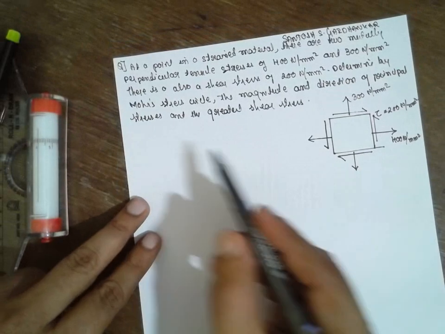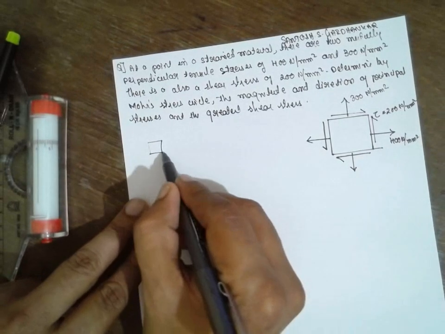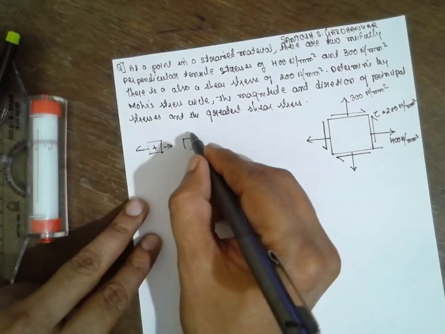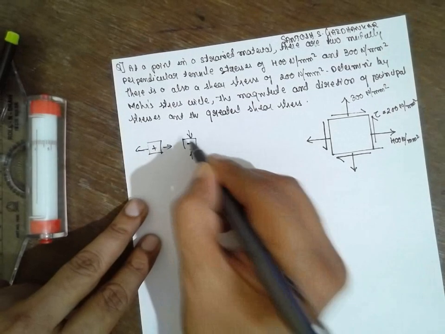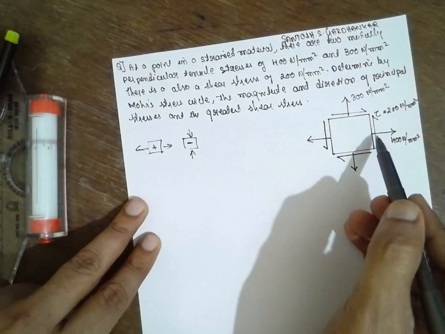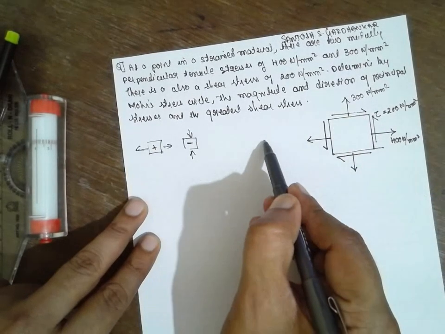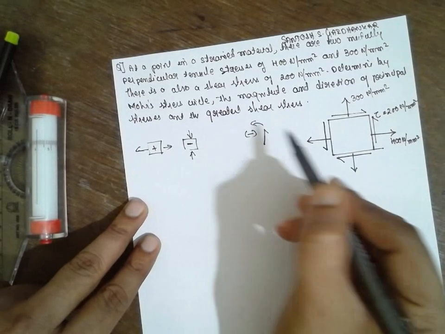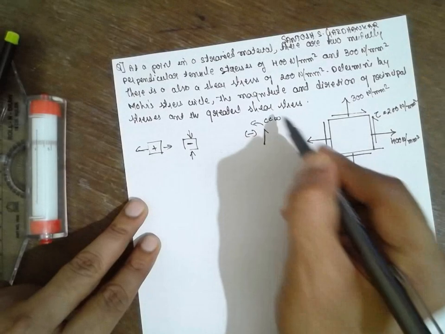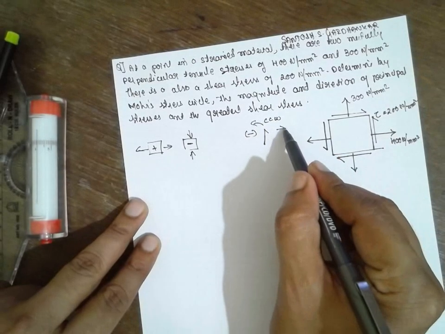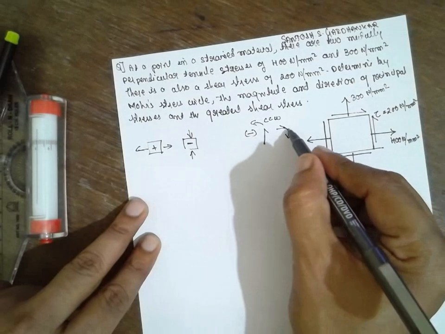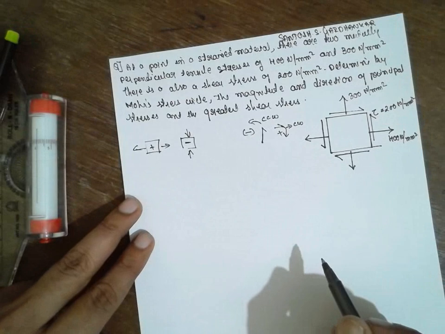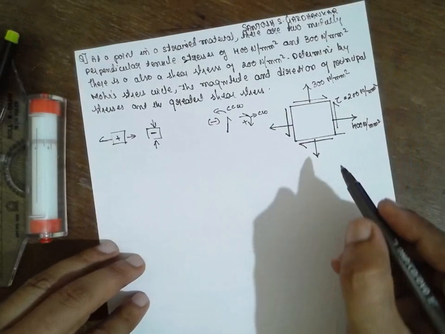Now I will consider tensile as positive. If it is compression, I will consider it as negative. Now the important part is the shear. If the shear is rotating in the anticlockwise direction, I will consider it as minus. If the shear is rotating in the clockwise direction, I will consider it as positive. Now the basic concept is very simple.